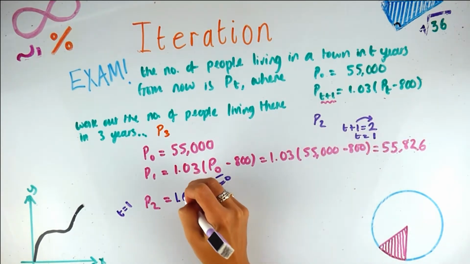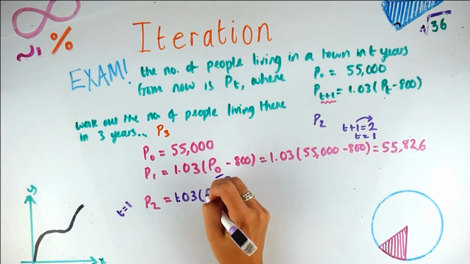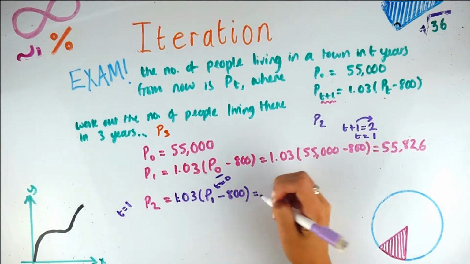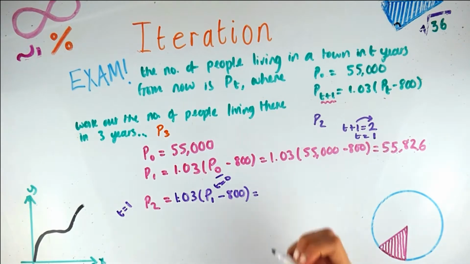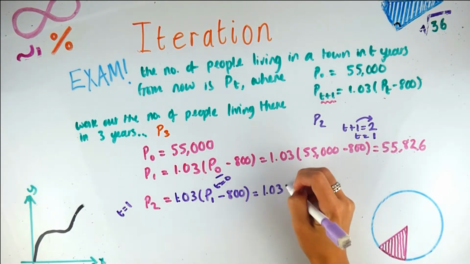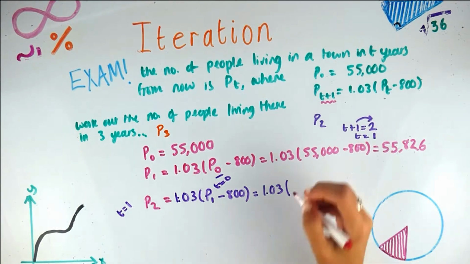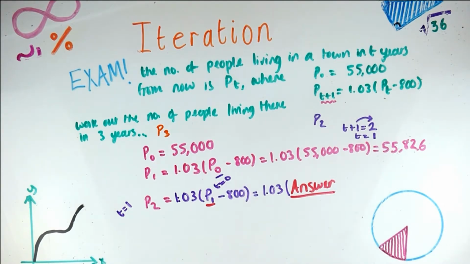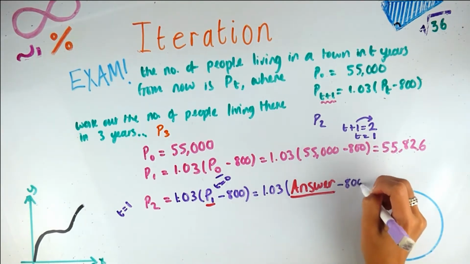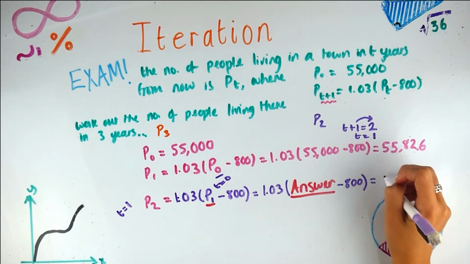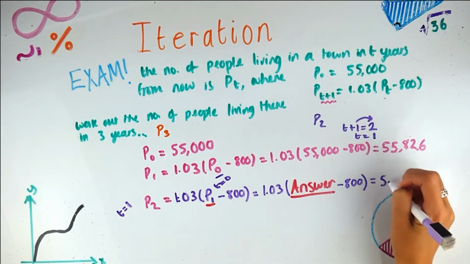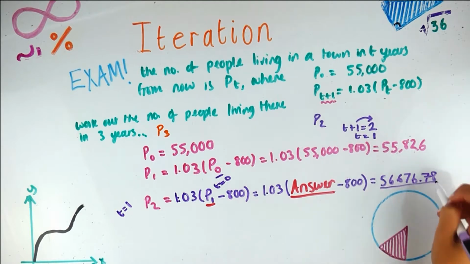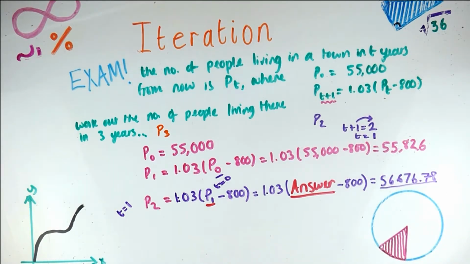So here's our formula, 1.03 brackets P, but t is 1 in this case, so P1, subtract 800. So as you can see, we've just worked that out. This is kind of why iteration is irritating. Instead of writing P1, I'm going to write answer, because it's important to leave your answer on the calculator when you're working with things like iteration. Subtract 800, and that is going to give me 5676.78. So that's where you can see it's very important not to round that yet.